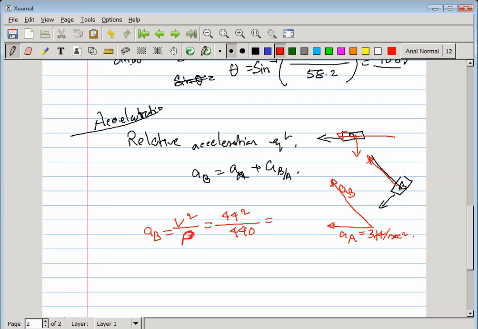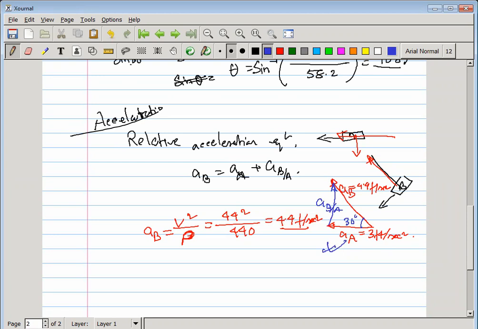That should be 4.444, so that should be 4.4 feet per second squared. So here it is 4.4 feet per second squared. So this is your relative acceleration, right? This is your a b by a, and it is given 30 degrees as per the question. So this is your acceleration triangle diagram.